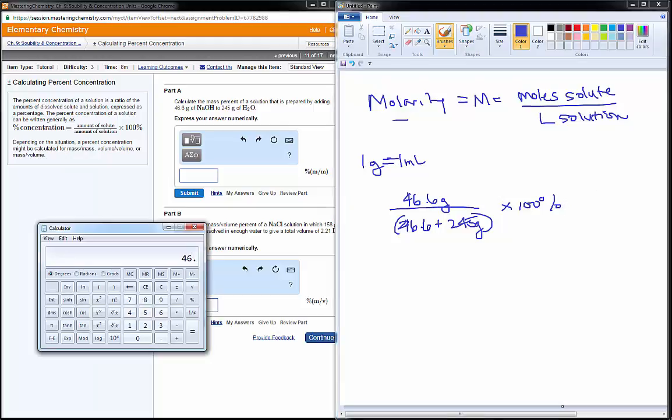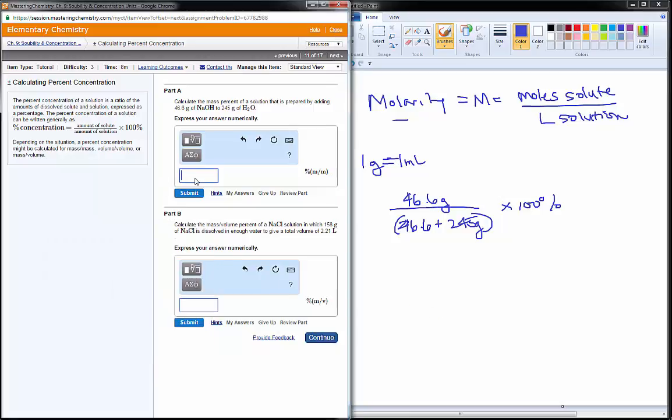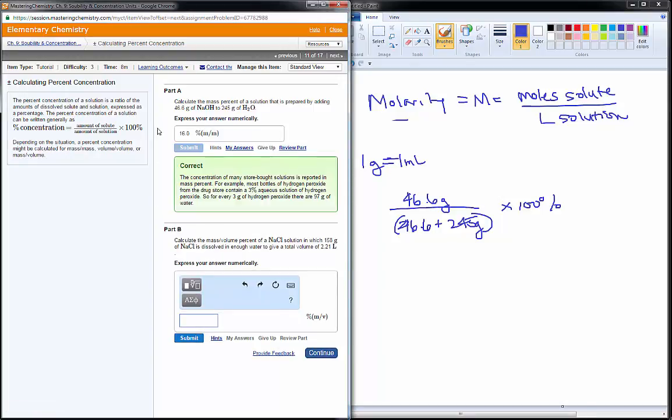So 46.6 divided by 46.6 plus 245, which gives me a total mass of 291.6. And then we're going to multiply that by 100 to see that we've got here a 15.98% solution. We're about a 16% solution of sodium hydroxide in water.